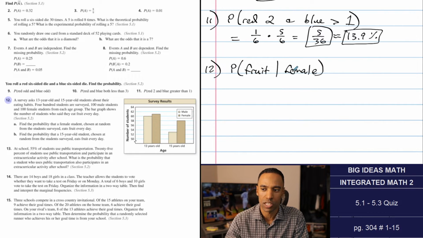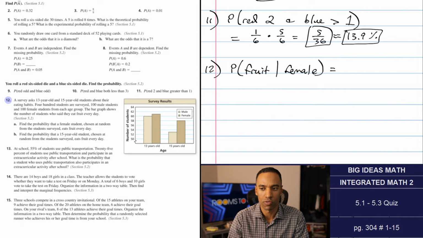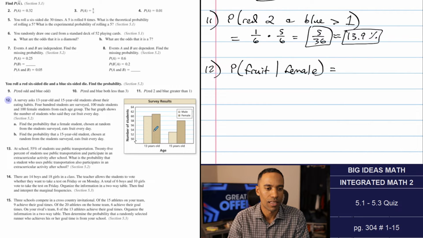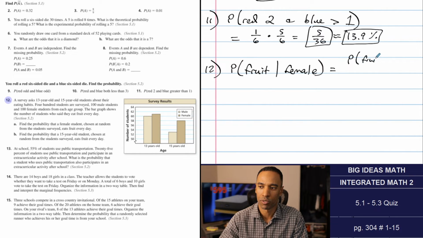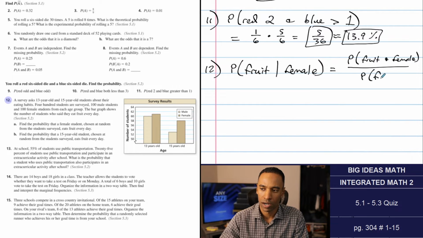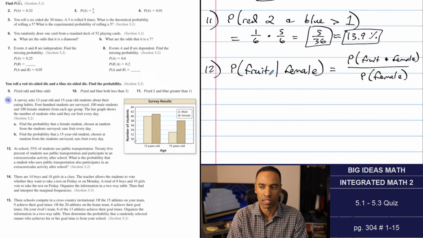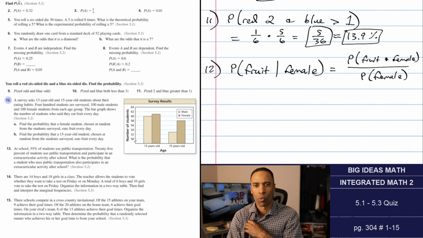Now, I don't know if you can see this bar graph enough to be able to see what the numbers are. But what we have to do, first of all, is find the probability that they eat fruit and are female. Let me write that: probability of fruit and female. And then we have to divide by the probability of all females. Or you can probably just look at the amount divided by the amount in some cases. I'll show you that those should both work.